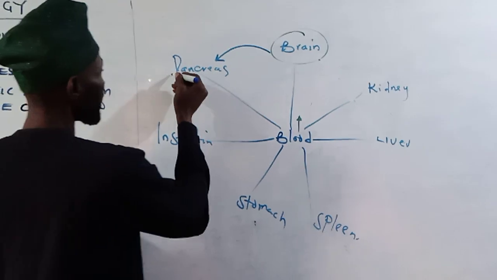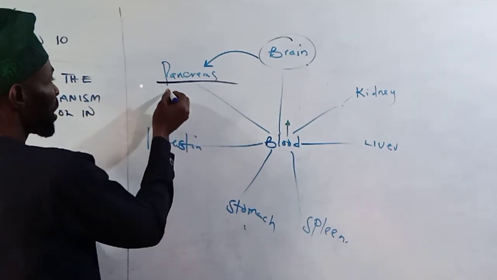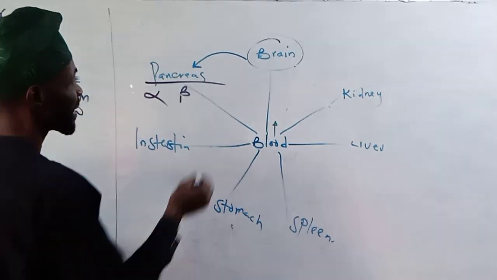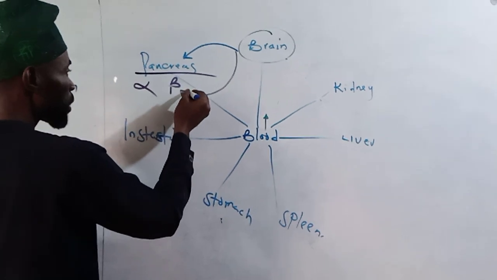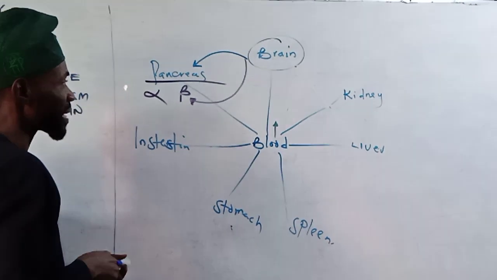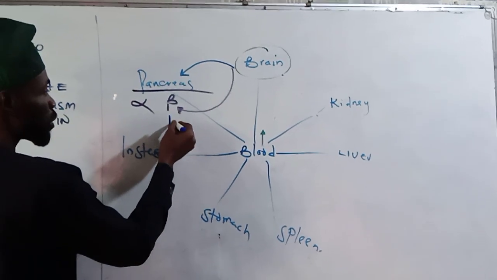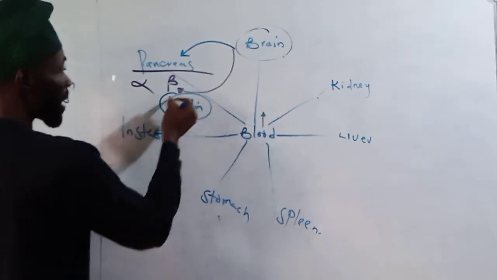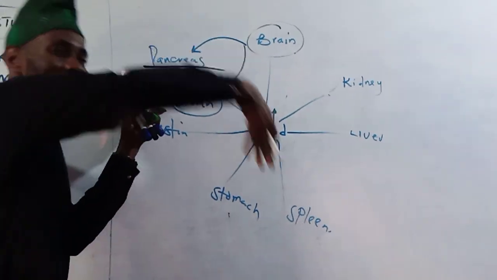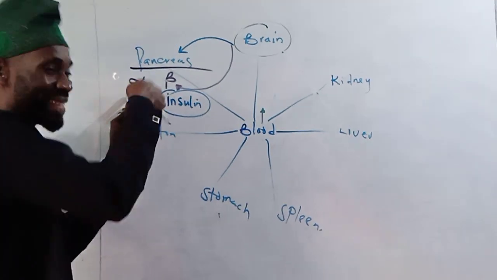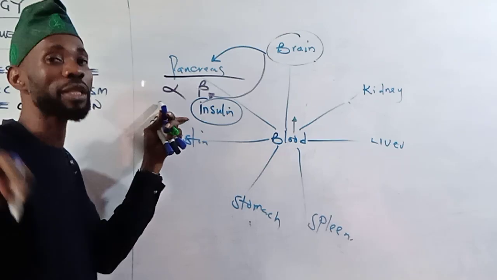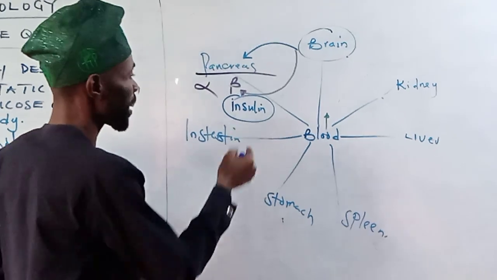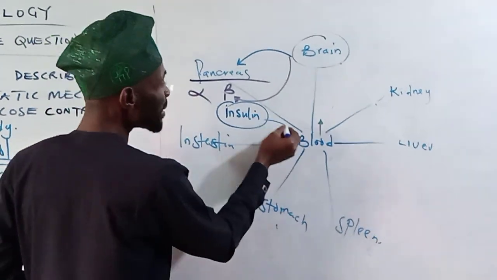And now here in the pancreas, we have two major cells: the alpha cells and the beta cells. But in this case, the impulse is directly to the beta cells. It stimulates the beta cells to secrete the hormone called insulin. Now, insulin, when secreted, is poured directly into the bloodstream because it is the secretion of a ductless gland. And we know that ductless glands are also known as endocrine glands. So when insulin is secreted, it flows directly into the bloodstream.